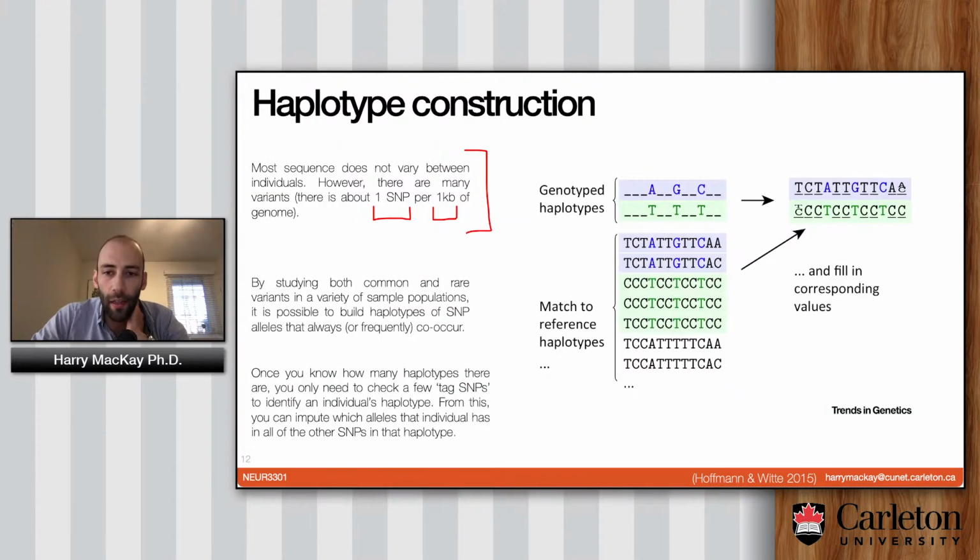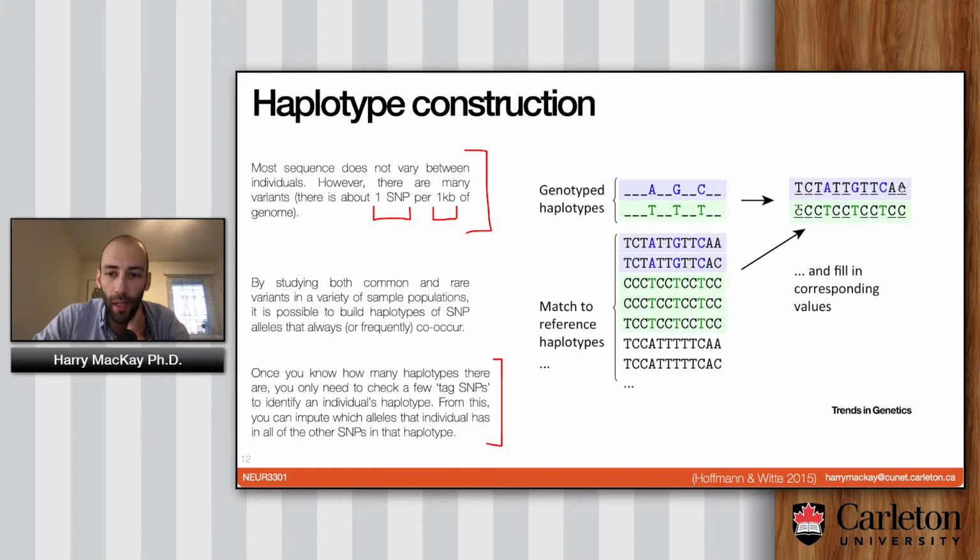And this is what we're talking about here. By building up a genome-wide map of haplotypes, you can figure out what parts of the genome are distinguished haplotypes and which parts are actually worth measuring. That means you only need a few tag SNPs to identify an individual's haplotype, and from that you can impute all of the other alleles that the person has.